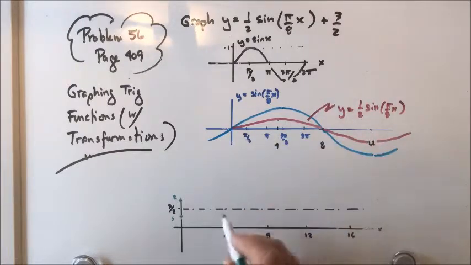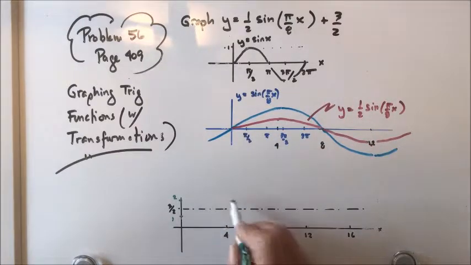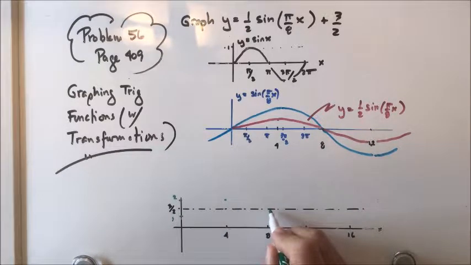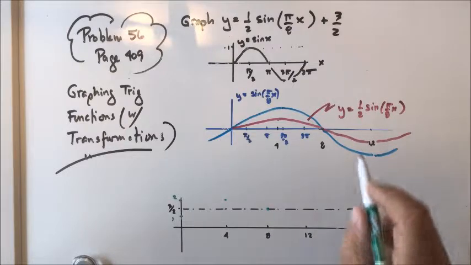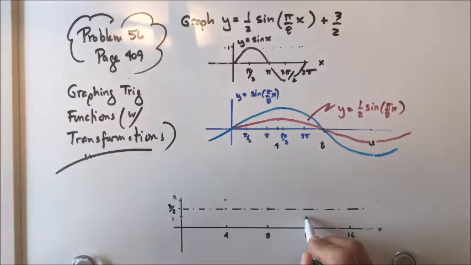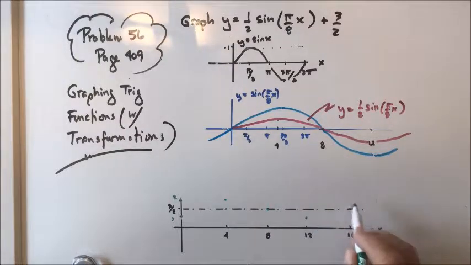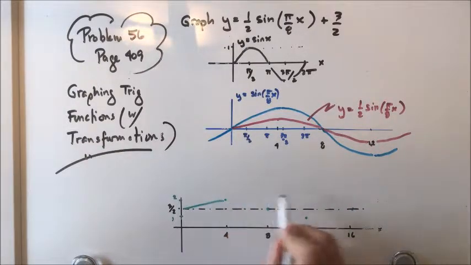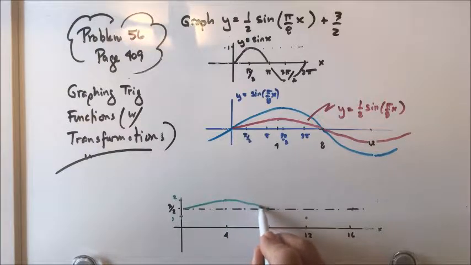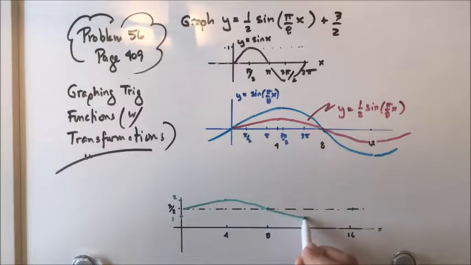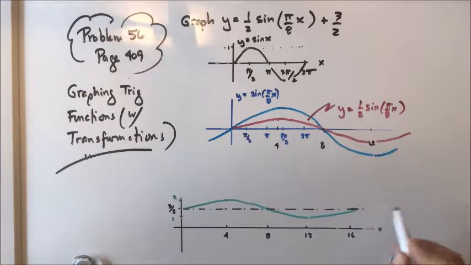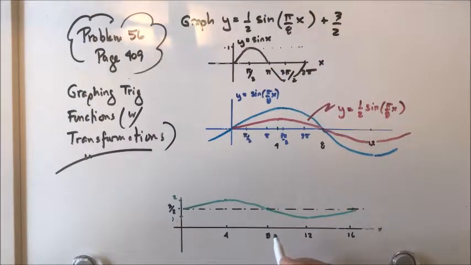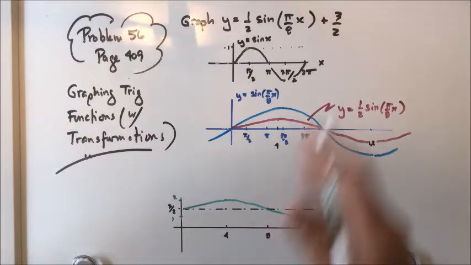Again, at 4, it's going to go up to its maximum. So there's its maximum right there. At 8, it's going to go back down to 0. At 12, it's going to go to its minimum, which is 1 in this case. At 16, back to 0. All right, so we've got a graph that looks like this. And there you have it. There's the graph of y equals 1/2 sine pi over 8x plus 3/2.